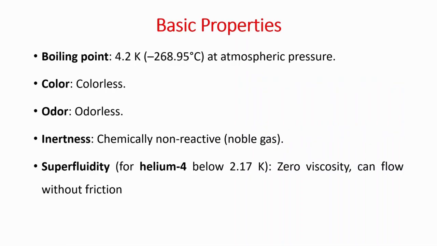Okay, so what are the basic properties of liquid helium? The boiling point is 4.2 Kelvin. Boiling point means helium is a gas at 4.2 Kelvin and above, and at 4.2 Kelvin and below, the gaseous helium will become liquid helium. The temperature is around minus 269 degrees Celsius. So you can understand how cold it will be.